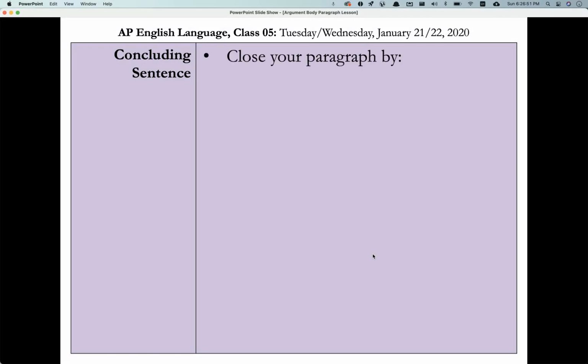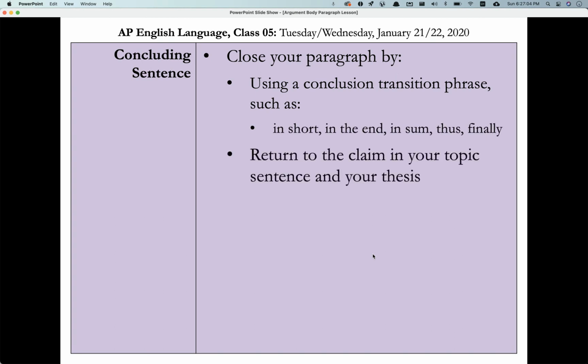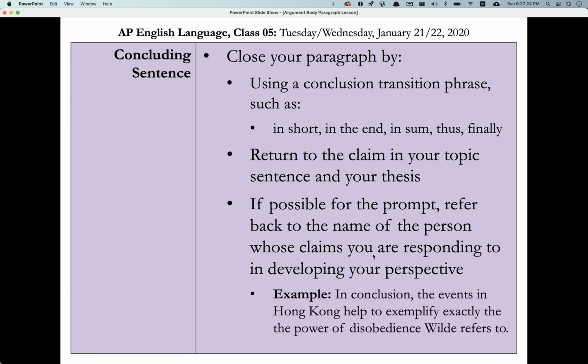So the last piece here is a concluding sentence. After all of your evidence units, you will need to close your paragraph. You could use a conclusion transition phrase like in short, in the end, in sum, thus, finally. You could return to the claim in your topic sentence and your thesis. If it's possible, given what your prompt is, you might also try to build in the name of the person whose claims you are considering, or the name of the person who provided the evidence you're using. So do a name drop in the concluding sentence of the paragraph.